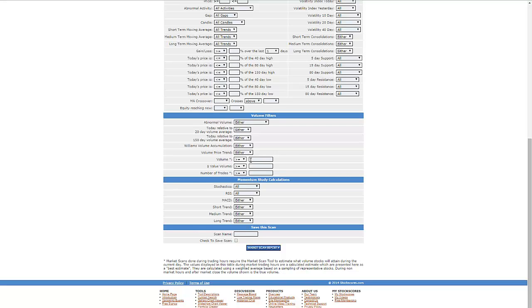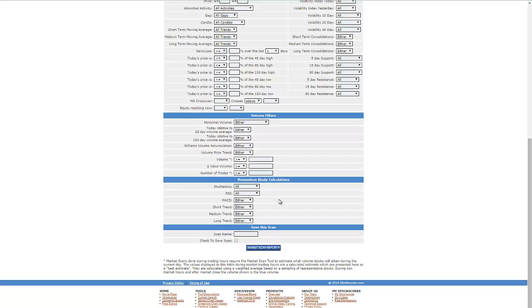It's updating throughout the day. It's surveying the market as it happens with about a 15 to 30 minute delay. It's always updating throughout the day, so our database of all these indicators is changing as the day progresses. Now, of course, in the evening it's static because the market's closed. Now, momentum study calculations, you may like to use stochastics, RSI, MACD, certain trend. Again, you can set these to bullish, bearish, overbought, oversold, that sort of thing.